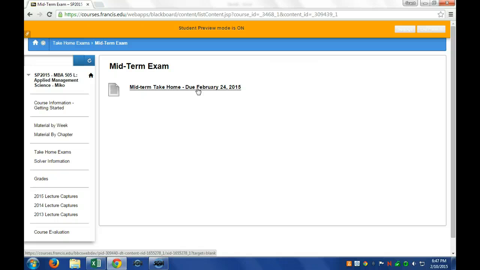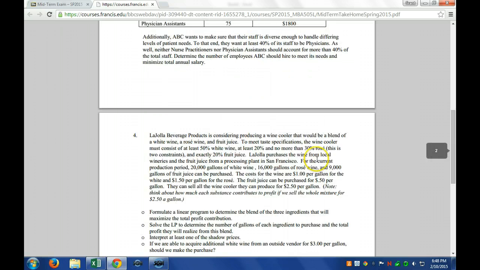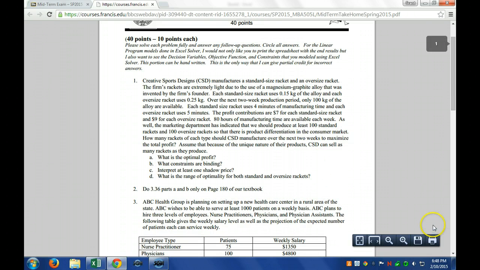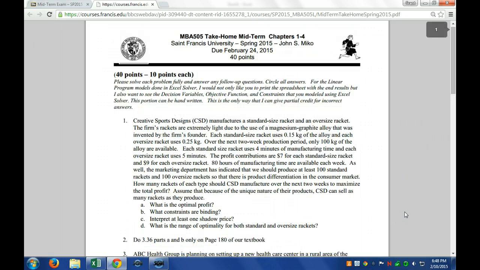So it's due the same day we have our in-class exam. That's 2 weeks from today, so you have roughly 14 days to do this. It consists of 4 problems, and say each is worth 10 points, so it's 40 points. Here's what I'm looking for you to do: please solve each problem fully and answer any follow-up questions in narrative. Circle all answers.